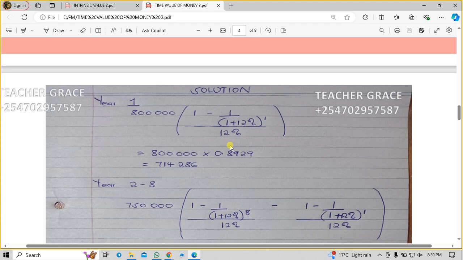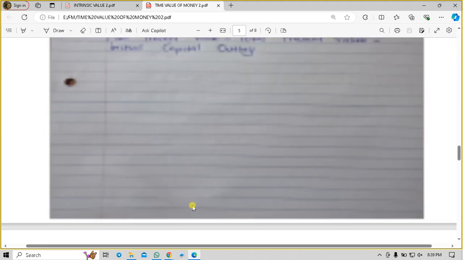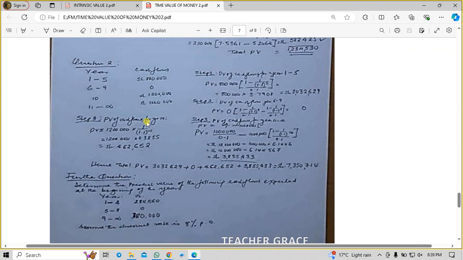Yeah, I can see it's 0.8929. So does it mean that we stick with that? So, is it possible that you try the same formula for this one we see? And then, but for this one you have to subtract.